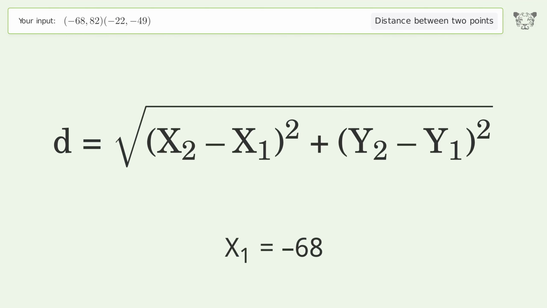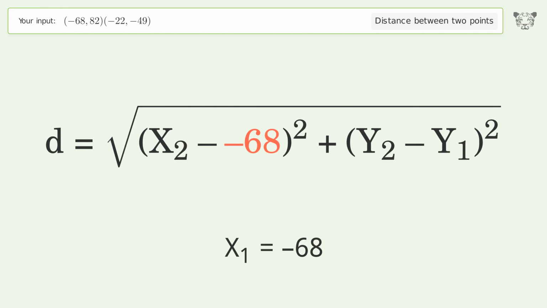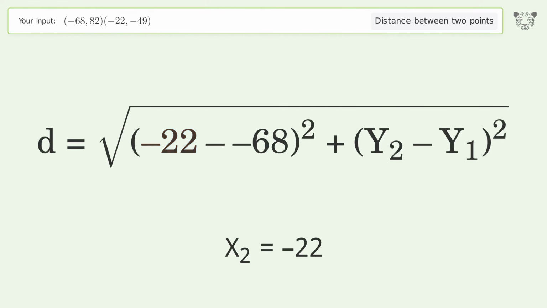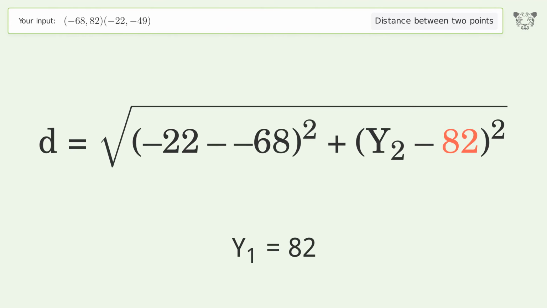x1 equals -68. x2 equals -22. y1 equals 82. y2 equals -49.